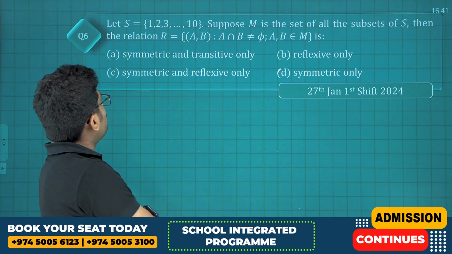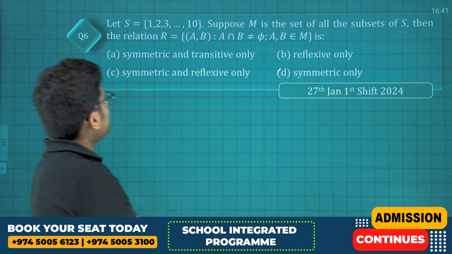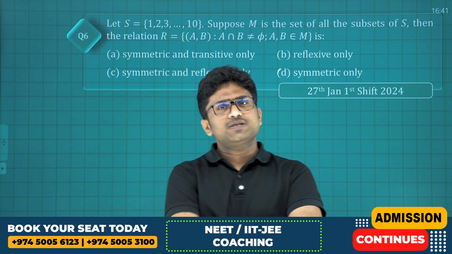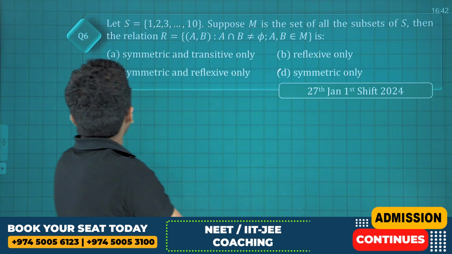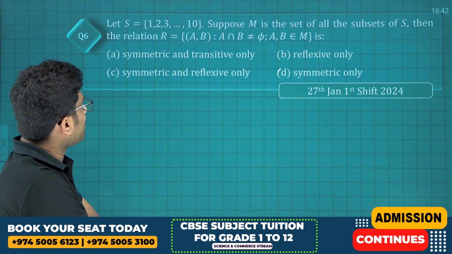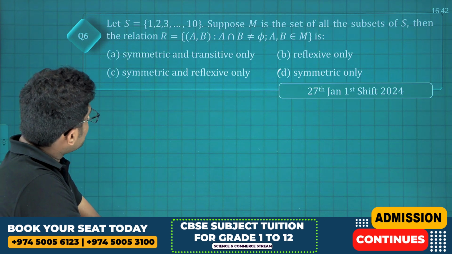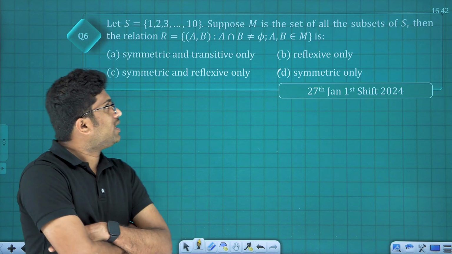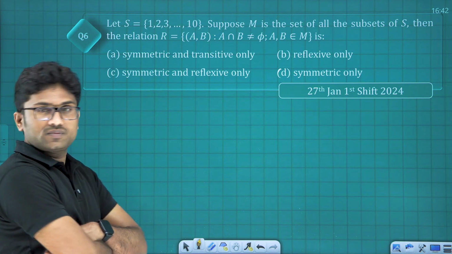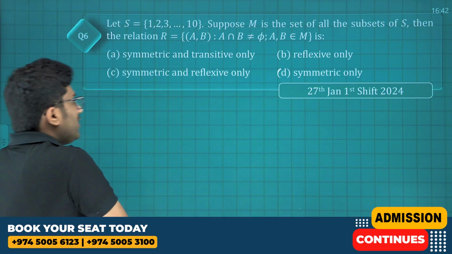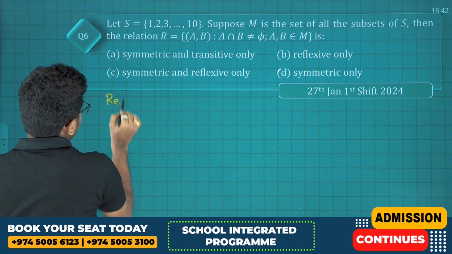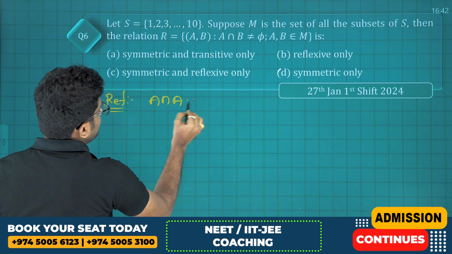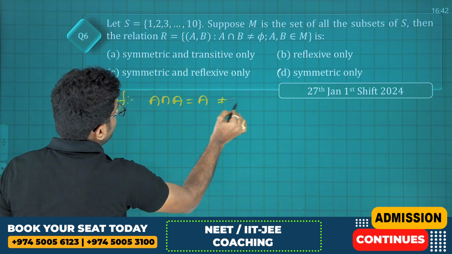Let S = {1, ..., 10}. Suppose M is the set of all the subsets of S. Set of all subsets is the power set. Then the relation R = {(A, B) such that A ∩ B ≠ ∅}. Clearly, first we'll see reflexive. See, A ∩ A is always equal to A, which is not empty.